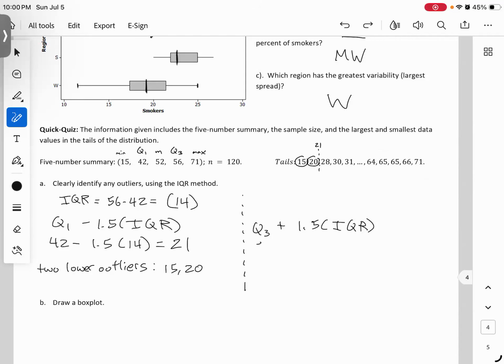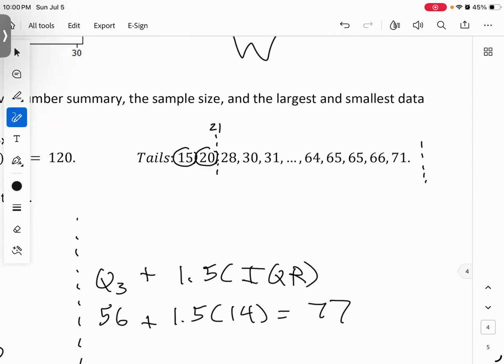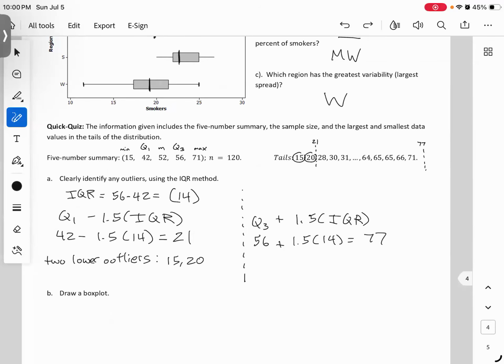All right, here it comes. It's going to be 56, which is our Q3, plus 1.5 times our IQR, which gives us 77. And as you look over here, there's nothing bigger than 77. So these are all safe. They're large values, but they're not upper outliers. No upper outliers.